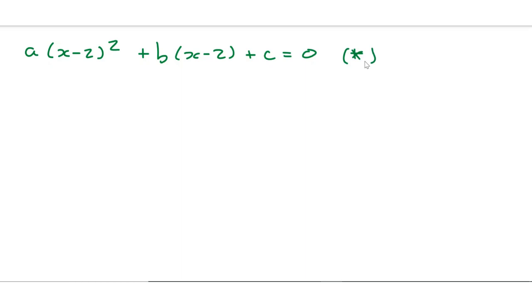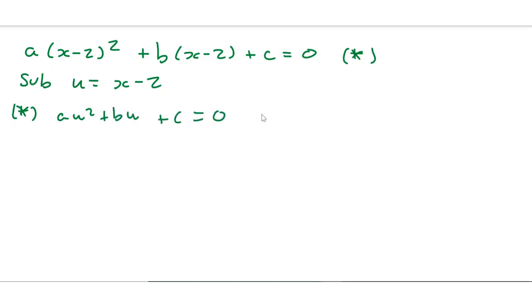But actually, just to make it neater, we might use the substitution u = x - 2. Then the equation star is au^2 + bu + c = 0. And that's a little bit more familiar, and we just solve that, and then all we do, once we've found u, is revert the substitution, that's important, and then we get our solutions for x, okay? And they'll be the same solutions as if we just solved for x - 2.